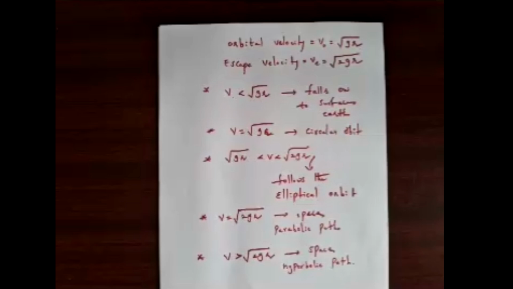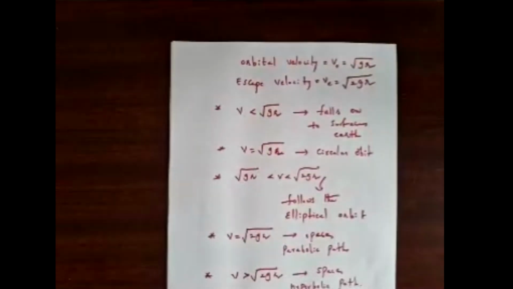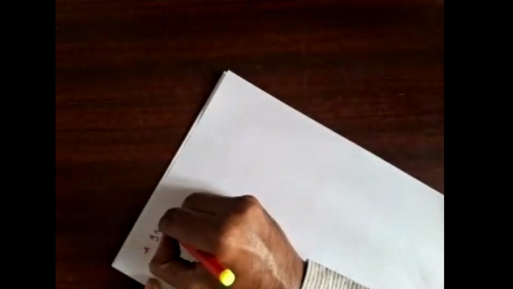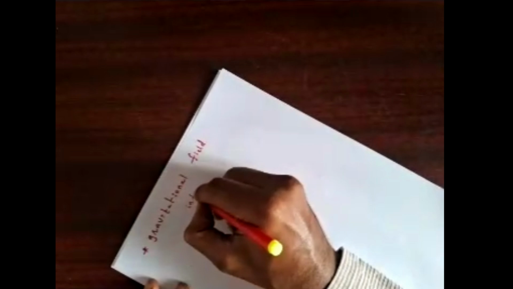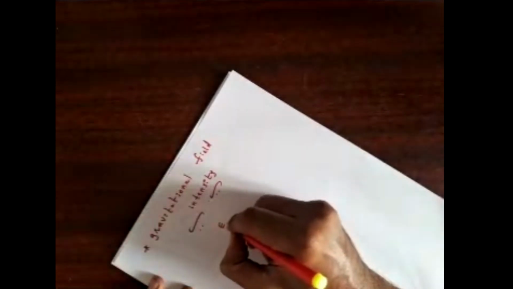Okay, and now this is about escape velocity, orbital velocity, and energy of the satellite. Okay, and now I'm taking another topic, and that is gravitational field intensity. What's that? Gravitational field intensity.